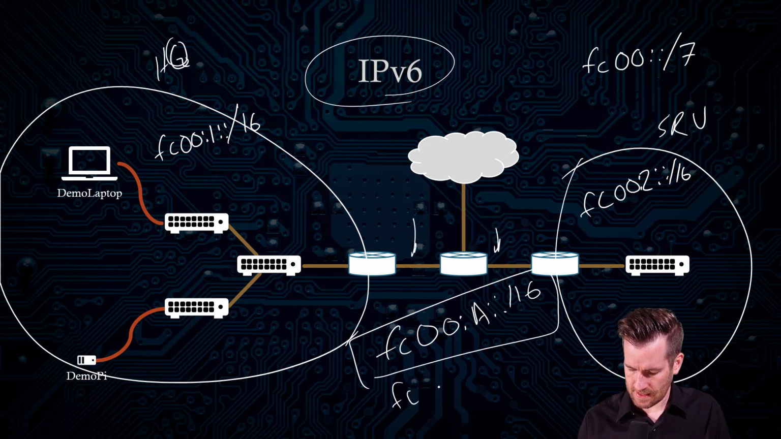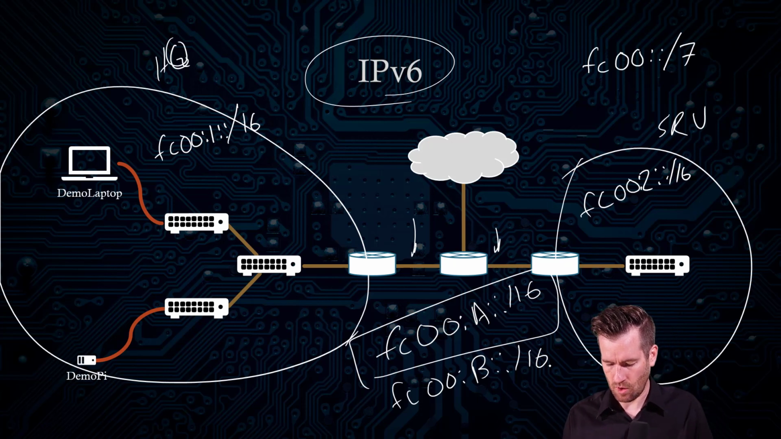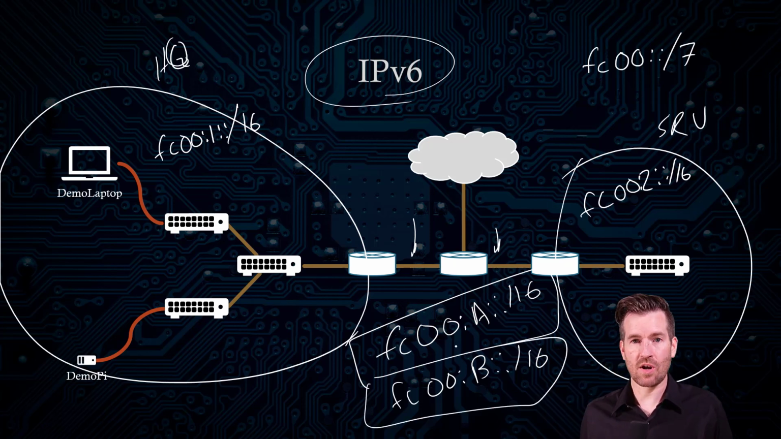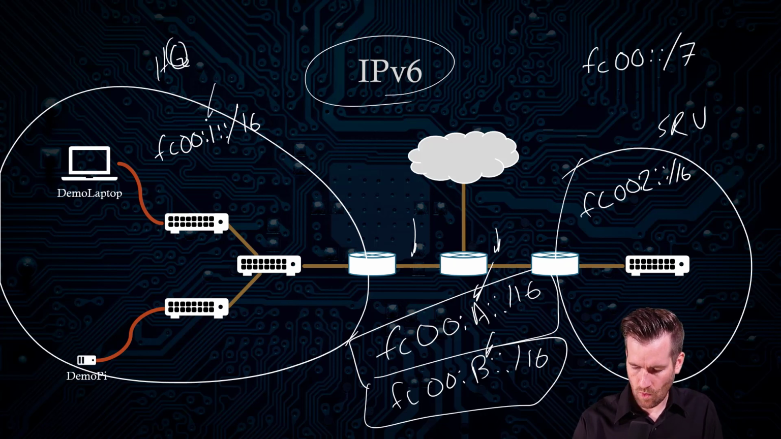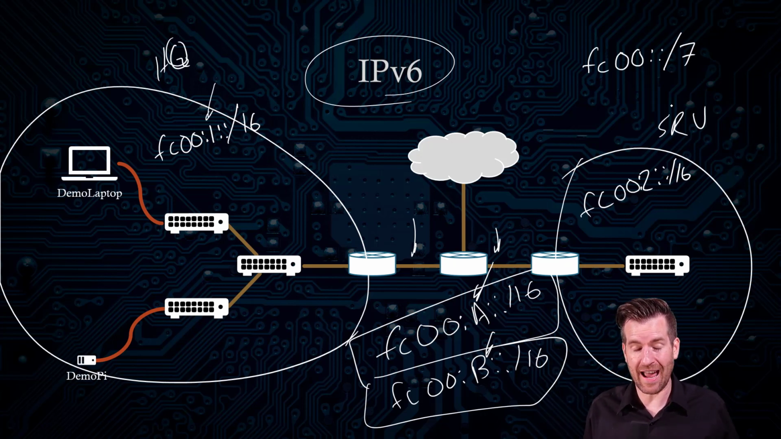And then FC00:B::/16 is going to be all my loop back addresses that I'm going to assign to everything. So should be easily to remember A and B and 1 and 2. So it's following a very similar, try to line it up very similar to how my IPv4 address scheme is all lined up. So there you have it.